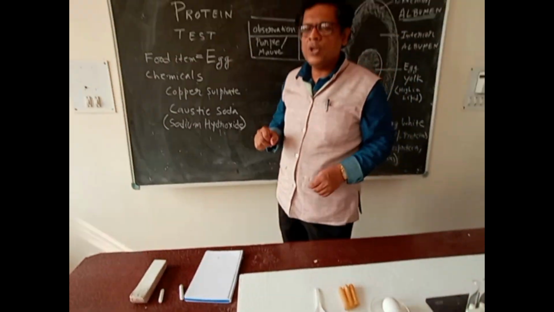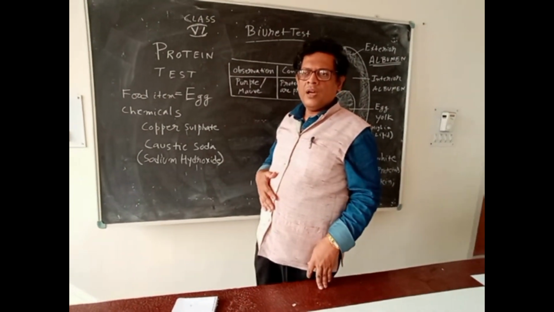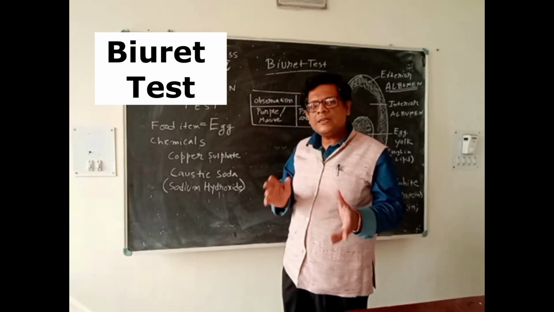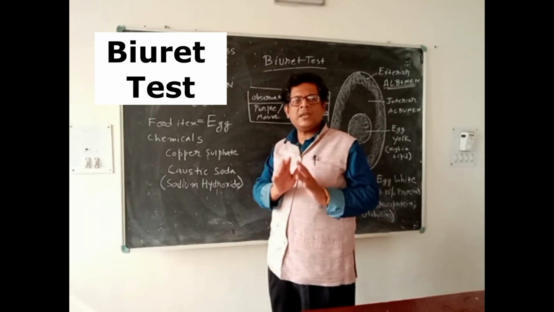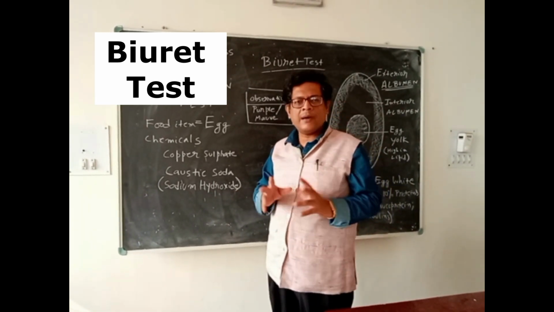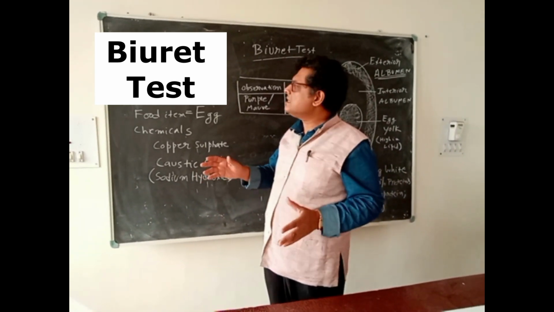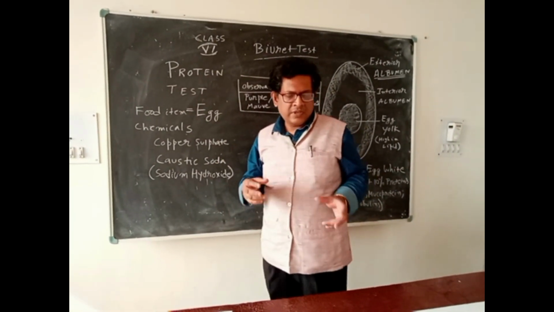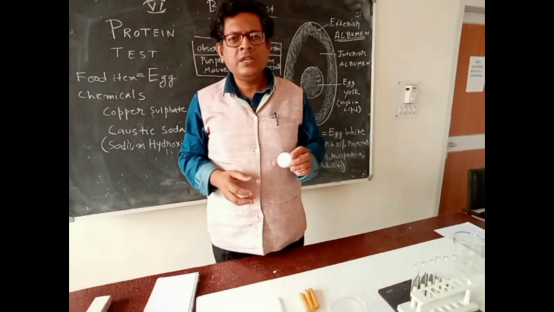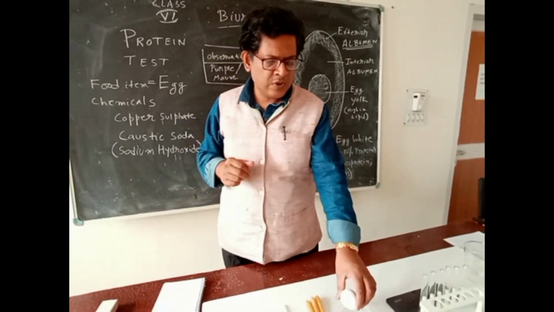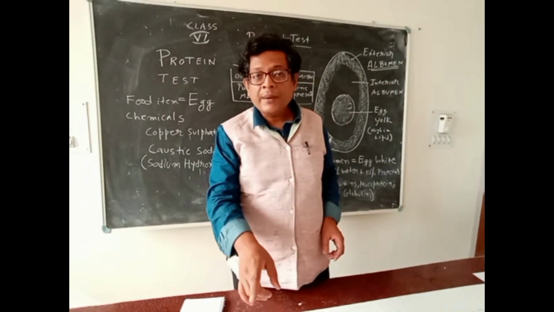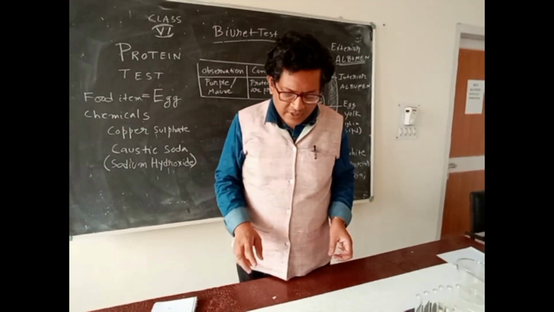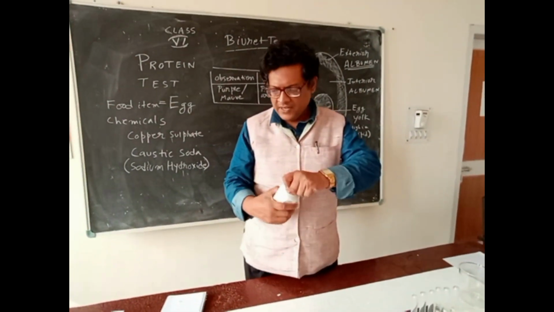The test we are going to perform today is called the biuret test. In the CBSE class 6, they do not mention the name of the test. Of course, they avoid the complexity, but it is known as the biuret test. So we are going to test whether protein is present within the egg, yes or not. So first we have to prepare the sodium hydroxide solution and copper sulfate solution. For that, first I start with the copper sulfate.